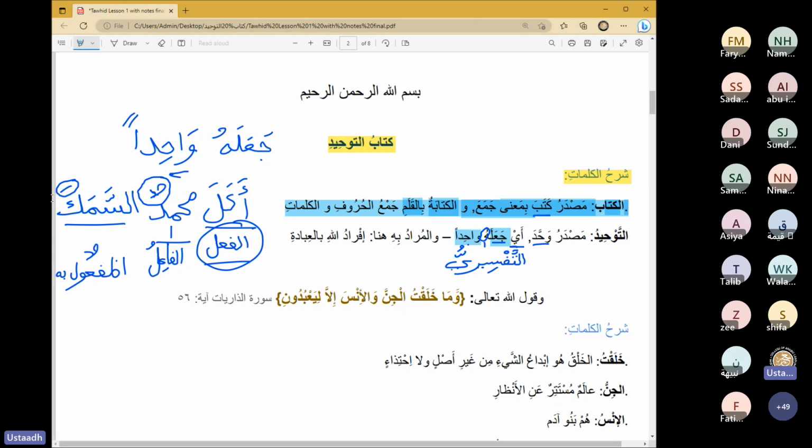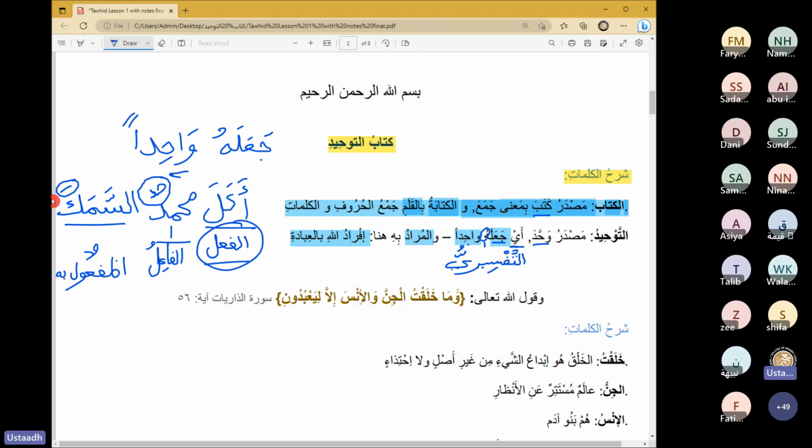And then he says, وَالْمُرَادُ بِهِ. This is another word we should familiarize ourselves with, because it's used a lot by the scholars. الْمُرَادُ بِهِ هُنَا. What is the meaning of الْمُرَادُ بِهِ? Na'am, الْمُرَادُ بِهِ is what is intended by it. جَعْلَهُ وَاحِدًا, the intent here with the word tawhid is, as we all should know, إِفْرَادُ اللَّهِ بِالْعِبَادَةِ, singling Allah out in worship.